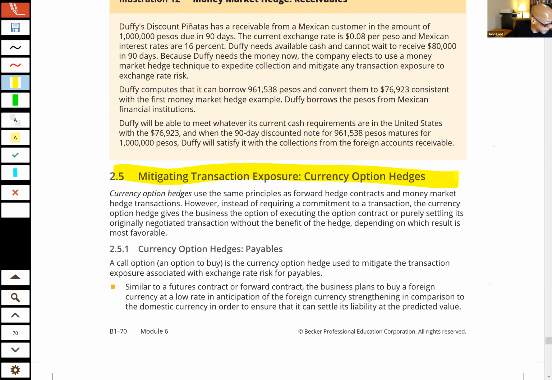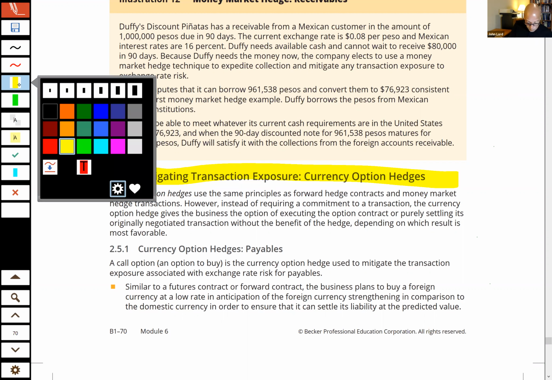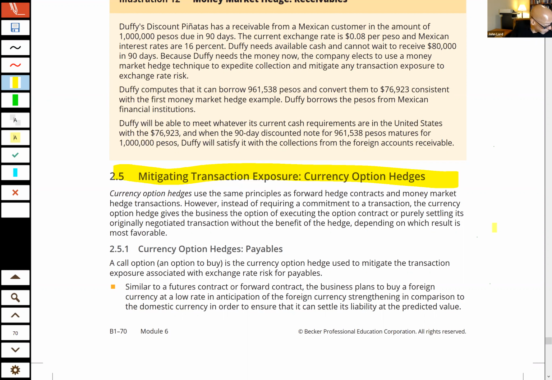Okay, and let's see, the currency option hedge. Where's my currency option hedges? Right here. The currency option hedge gives the business the option of executing the option contract or purely settling the originally negotiated transaction without benefit of the hedge, depending on which is more favorable. So the option's a little different.